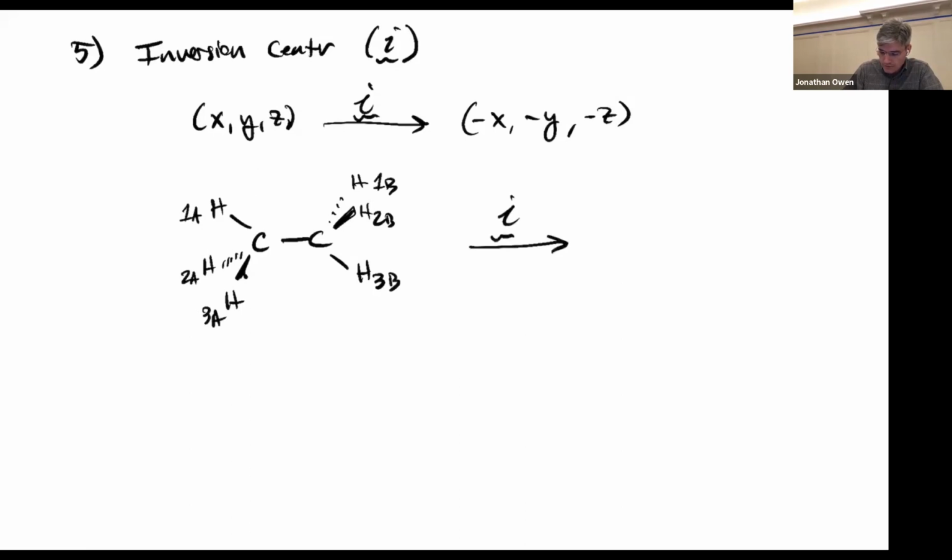So let's do an inversion operation. An inversion operation is going to take all of these things, but you can think about it really as a point. So envision a point in the middle of this molecule here, and we're going to send all parts of the molecule to the exact opposite side of that point. So we're going to get a new ethane. Now 1A and 3B are going to swap places, opposite sides. 1B and 3A are going to swap places. And 2B and 2A are going to swap places.